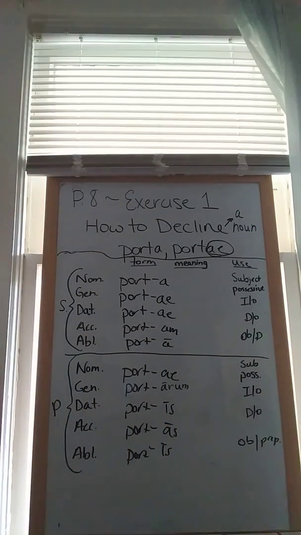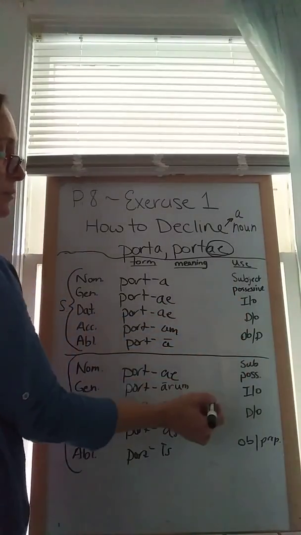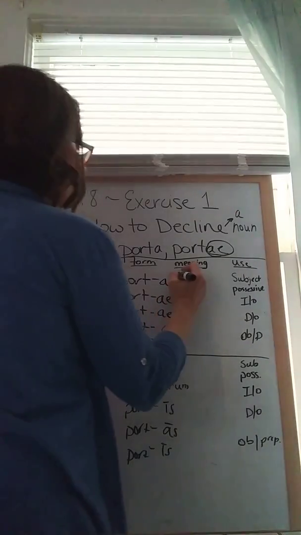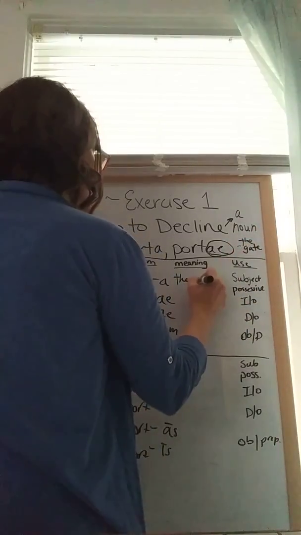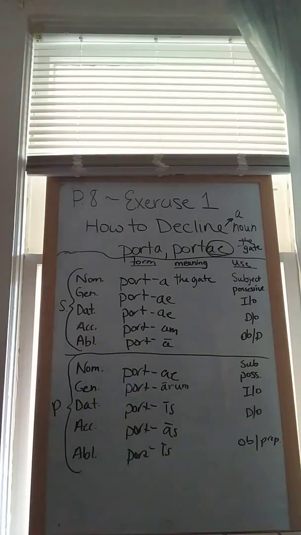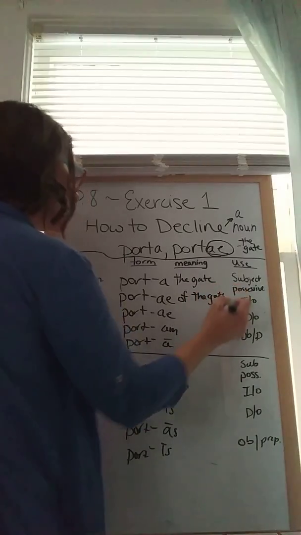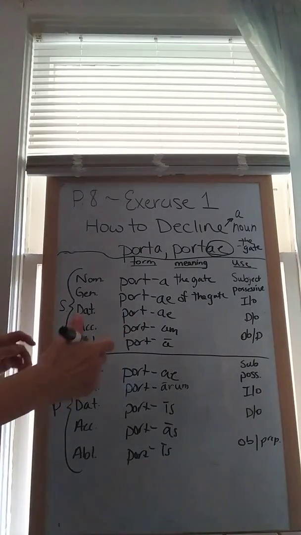And so in order to understand the meanings, we would look to the endings to understand if it was subject, possessive, indirect object, direct object, object of the preposition, etc. So the meaning of porta is the gate, because we know that the meaning of porta is the gate. The possessive would be of the gate. The dative, which is the indirect object, would be to or for the gate.